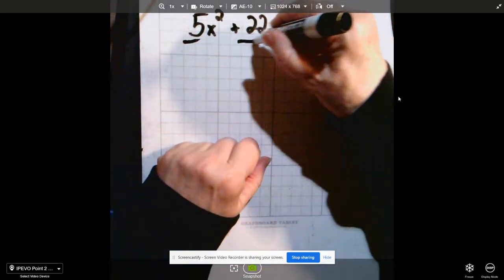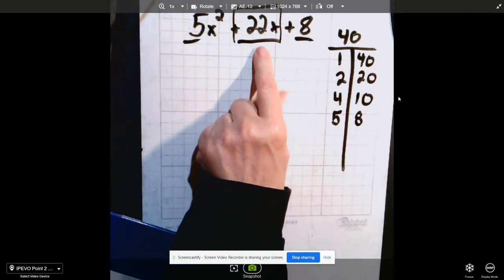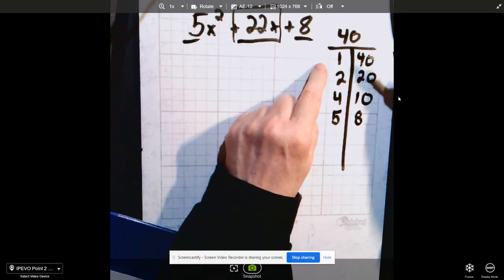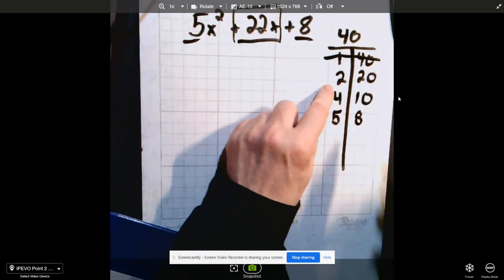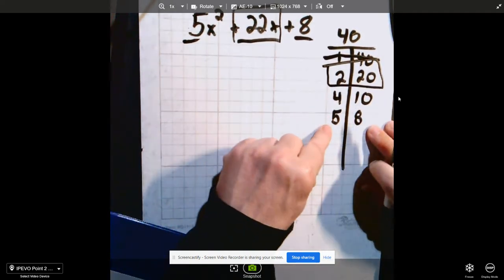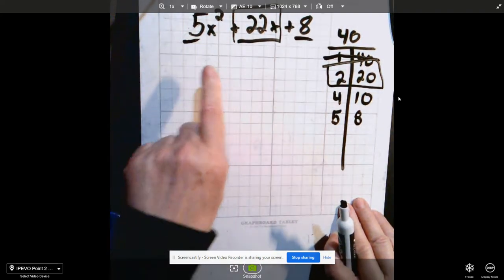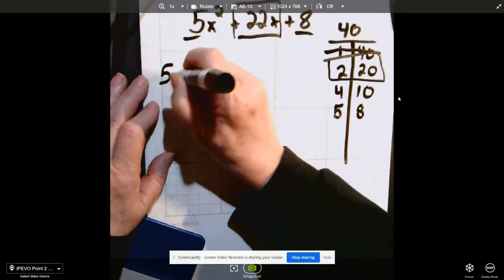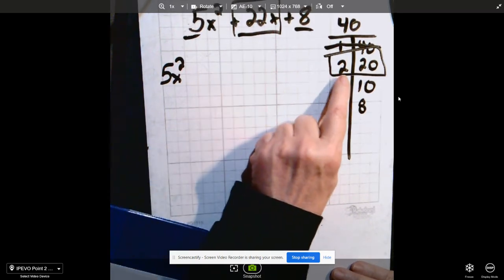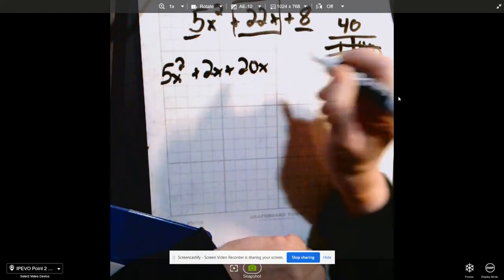Then we're going to say, all right, which numbers, if I add or subtract these together, could possibly get me to 22? Well, 1 and 40, that could be 41 or it could be 39, but that's not going to get me to 22. 20 and 2 could certainly get me to 22. 4 and 10, that couldn't do it. 8 and 5, that's not going to do it. So this looks like the one I should use. So I'm going to rewrite my equation as 5x squared. I'm going to write my first term down, but instead of writing 22x, I'm going to write 2x plus 20x. And then plus 8.